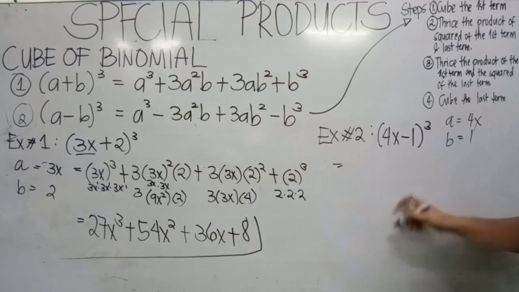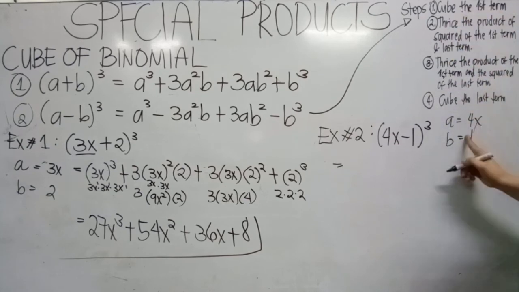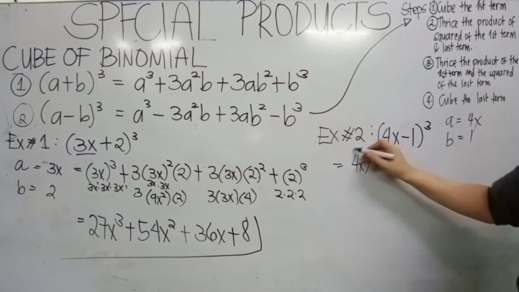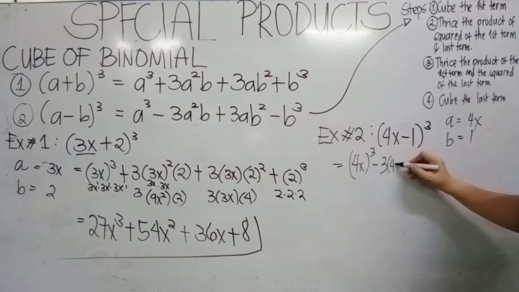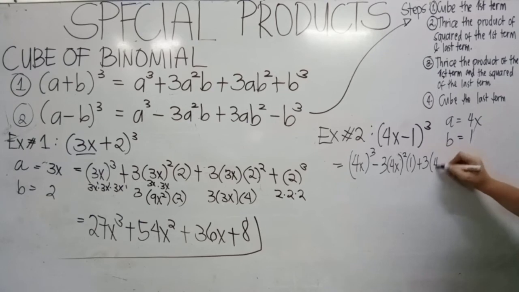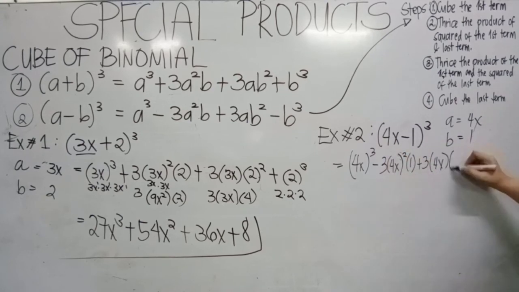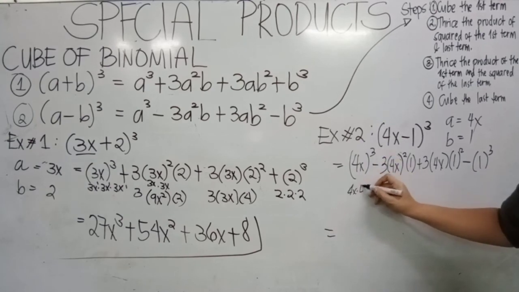Alright, substitute the value of a and b sa pattern na ipa-follow natin. Cube the first term, which is 4x raised to cube. Next, minus 3, a is 4x, squared multiplied by 1. Positive 3 multiplied by 4x, which is a, multiplied by the squared of the last term, minus 1 cube.